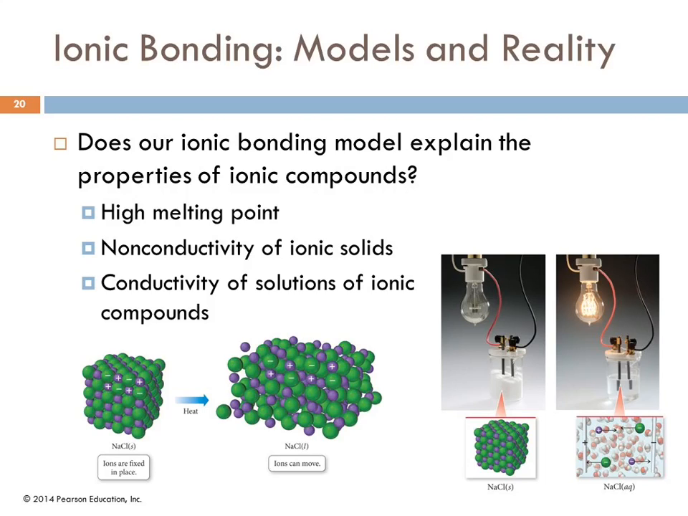Models and reality. Does this bonding model explain the properties of ionic compounds? Well, we know that ionic compounds have high melting points. They are not conductive as solids, and they are conductive as solutions. Why don't they conduct as a solid? They're fixed in place by this huge lattice energy. They're just really held together. If we melt them or if we dissolve them in a solution, now the ions are free to move, and it will conduct electricity.